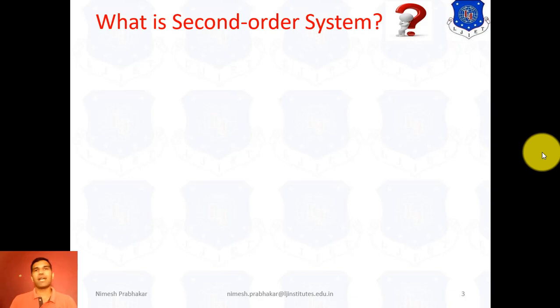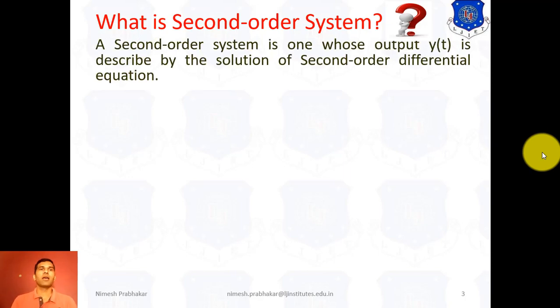So first of all, the question occurs in mind: what is a second order system, or which system is known as a second order system? The definition is: a second order system is one whose output is described by the solution of a second order differential equation. That means one system whose output, y of t, is defined by the solution of a second order differential equation. That system is known as a second order system.